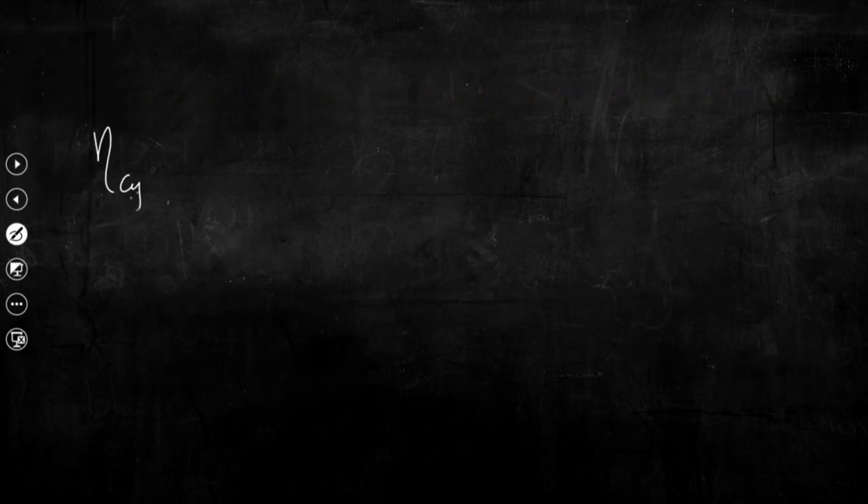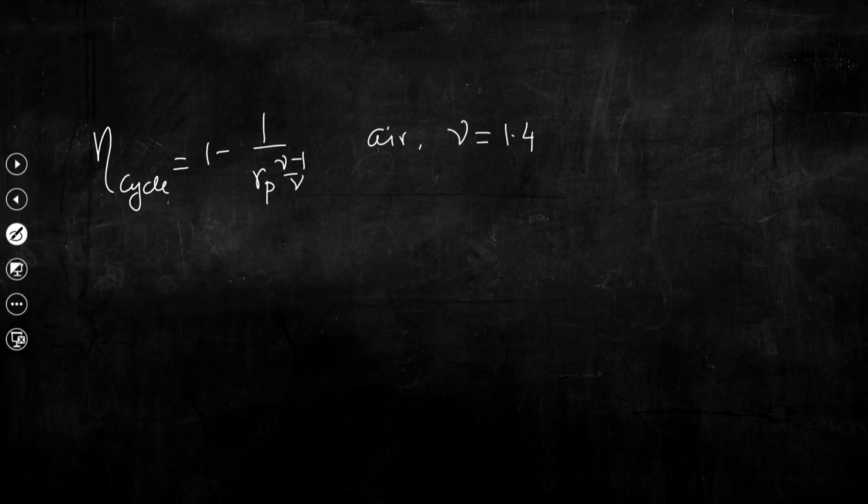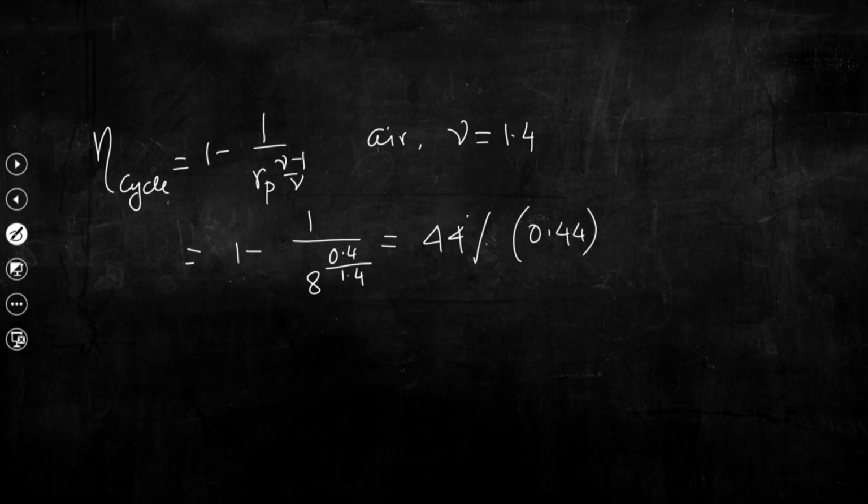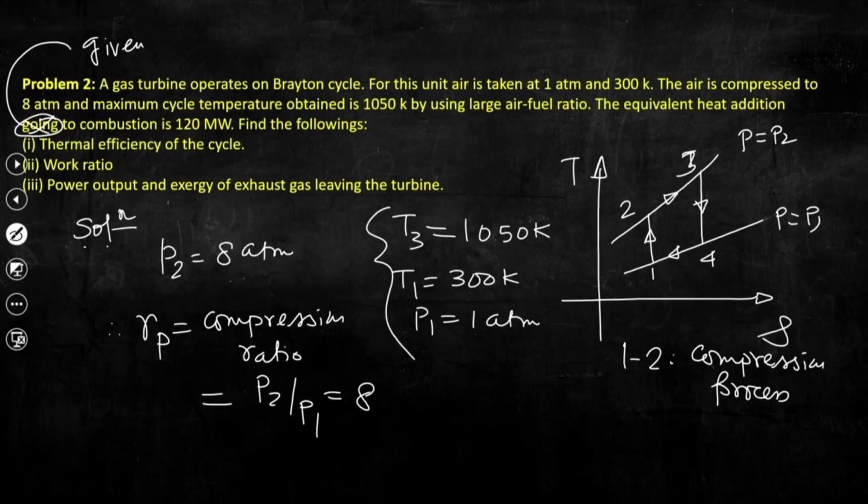Therefore, eta cycle equals 1 minus 1 upon Rp power (gamma minus 1) upon gamma. It is given as air, so we can consider gamma equal to 1.4. If we plug in the values, that is 1 minus 1 upon 8 power 0.4 divided by 1.4, and it comes to 0.44. So, this is the cycle efficiency. The solution of the first part of the problem, the thermal efficiency, is 44%.